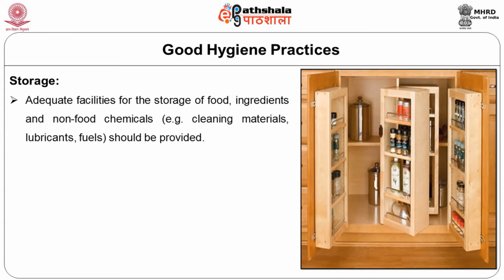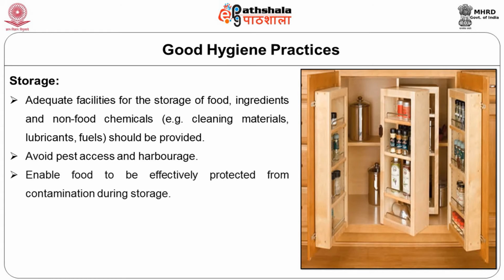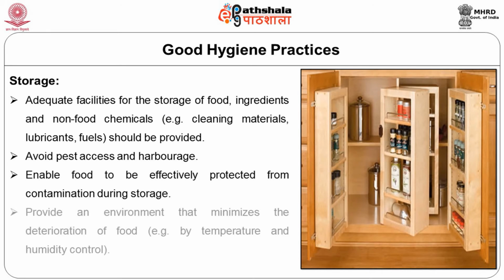There should not be pests, because when you are storing food, there is every chance that pests have to be controlled. The storage should not harbor any pests. It should also enable food to be effectively protected from contamination during storage. And wherever necessary, an environment has to be provided which minimizes the deterioration of food. For example, temperature and humidity control also has to be taken care of, so that the food does not become unsuitable for processing.